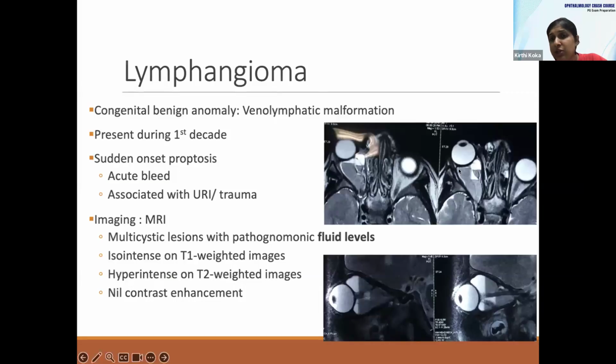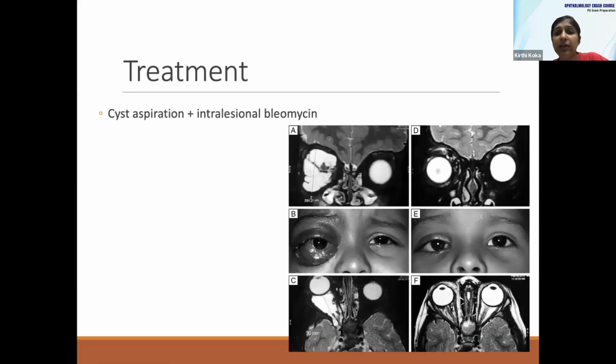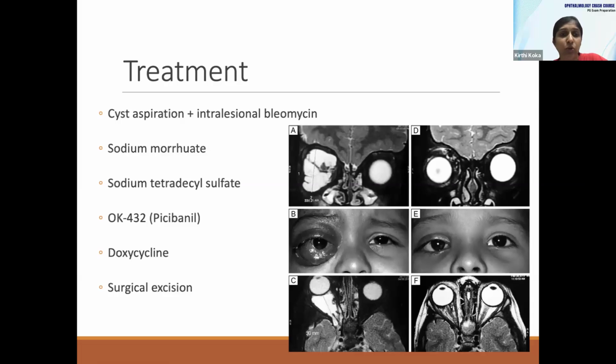You can see this imaging here where there are hypo and hyper intensity lesions. This is called characteristic fluid levels because of layering of blood. That is very characteristic of lymphangioma. Treatment is generally you aspirate the lesion and you can give any kind of intralesional sclerotherapy. Bleomycin is most commonly used, though various other agents are also available which can be used as sclerosing agents.